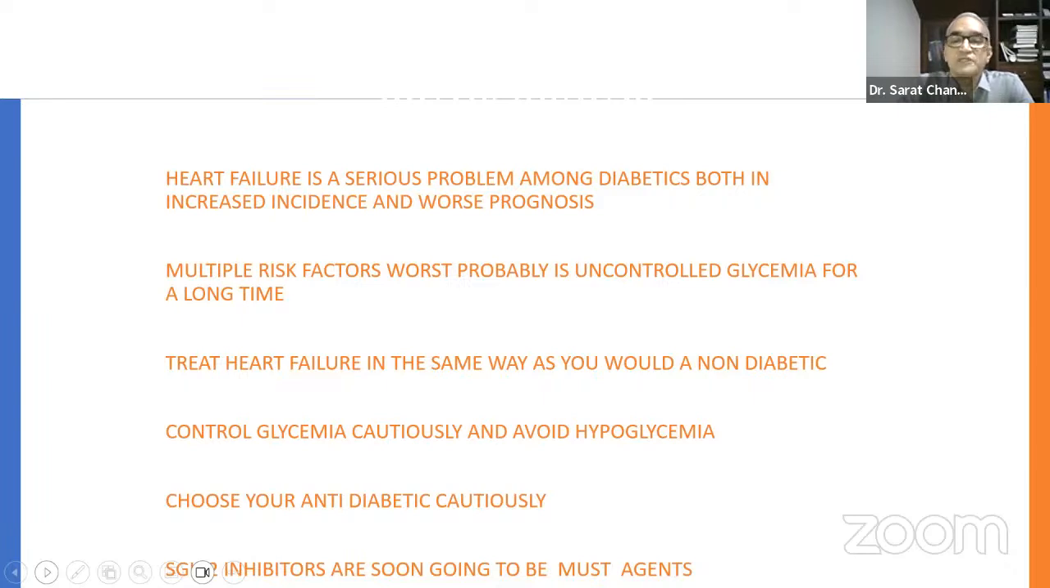Treat heart failure in the same way as you would a non-diabetic. Control glycemia cautiously and avoid hypoglycemia. Choose your anti-diabetic cautiously, and SGLT2 inhibitors are soon going to be must agents. This sentence was written quite some time back. Today, you are supposed to prescribe SGLT2 inhibitors to all your patients of heart failure and diabetes, heart failure without diabetes, and all diabetic patients who are prone to heart failure or prone to CVD.